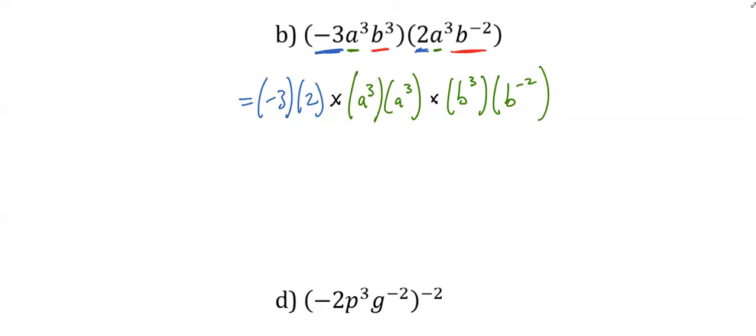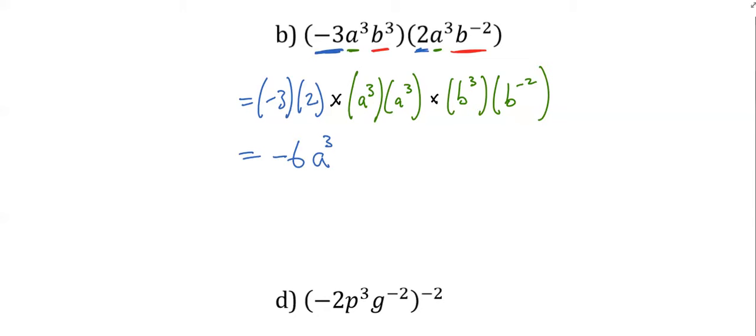Negative 6. And what is a cubed times a cubed? Multiplying powers of the same base, you add the exponents. So this is times a to the 3 plus 3. Again, you don't need to write that down, but we're going to this time. And then times b to the 3 plus negative 2, which is 3 minus 2. So this is equal to negative 6 a to the 6 b to the 1.